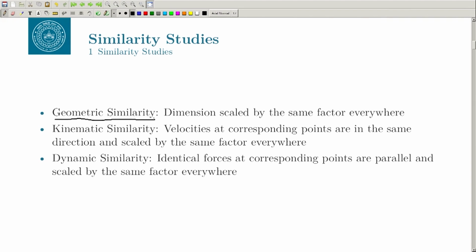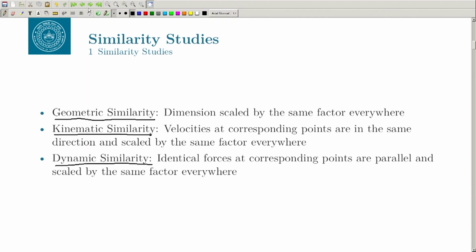This is geometric similarity. The second is the kinematic similarity, and third is the dynamic similarity. Okay. We will look into all these aspects one by one. So, what geometric similarity says is that the shape of the prototype and the model must be the same, not the size. The shape must be the same, and the model can be scaled down or scaled up also, it's up to you, by the same factor everywhere.